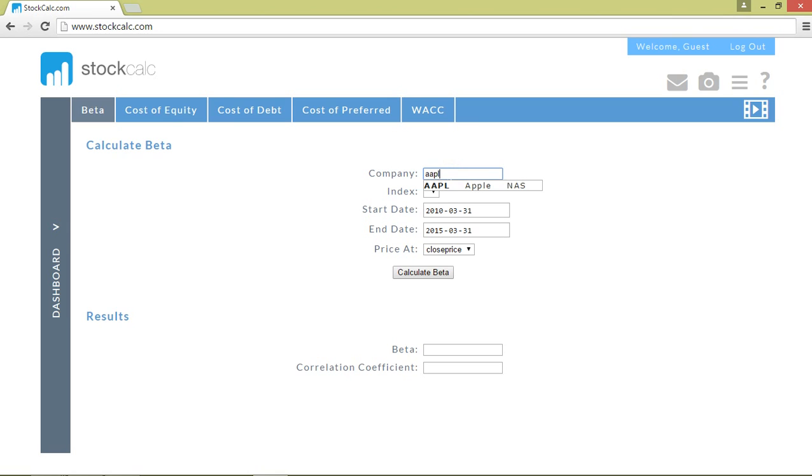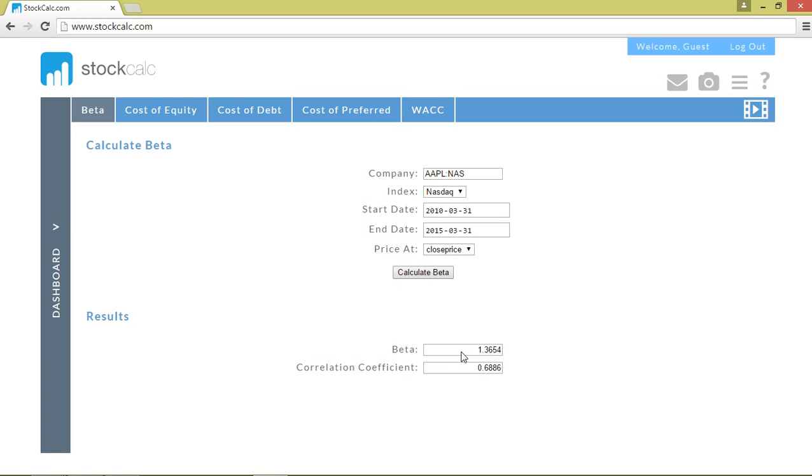We will enter AAPL for Apple, and we're comparing it to its index, the NASDAQ. We're using a 60-month time period to the last closing month, and using the close price for the company. From this, we can calculate the beta.